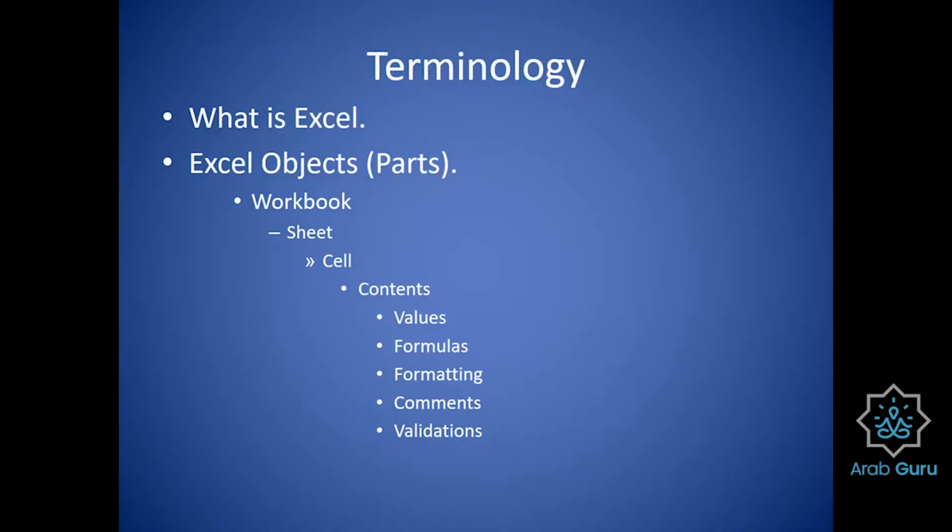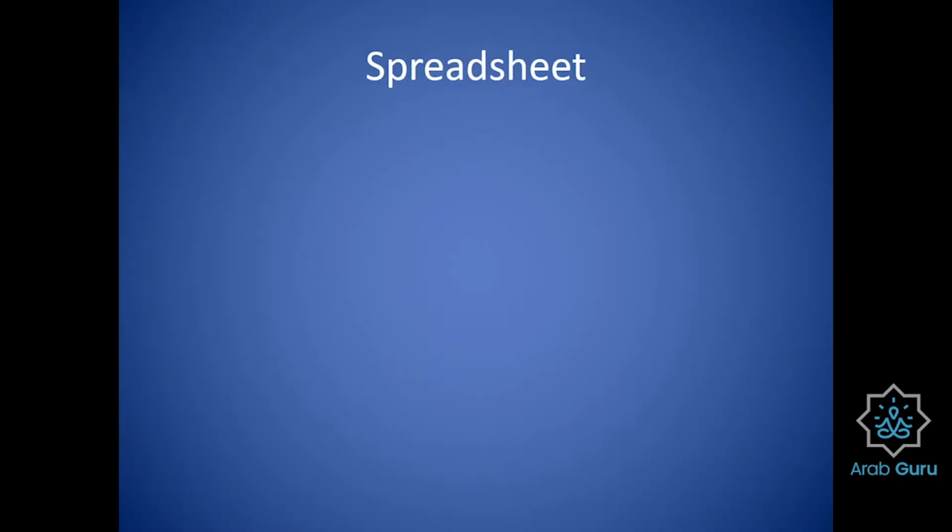Terminology. Let's start with what Excel actually is. Actually, Excel is a software that belongs to a group of software which are called spreadsheets. There are many software that belong to this group. Excel is not the only one, and it is not unique, and it wasn't the first software to do what it does.